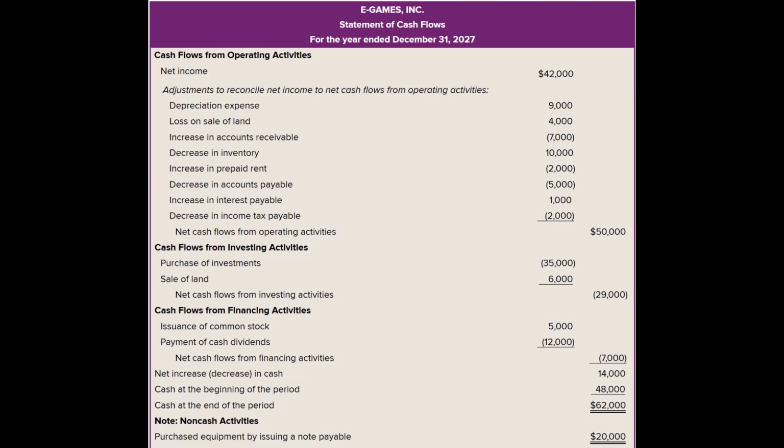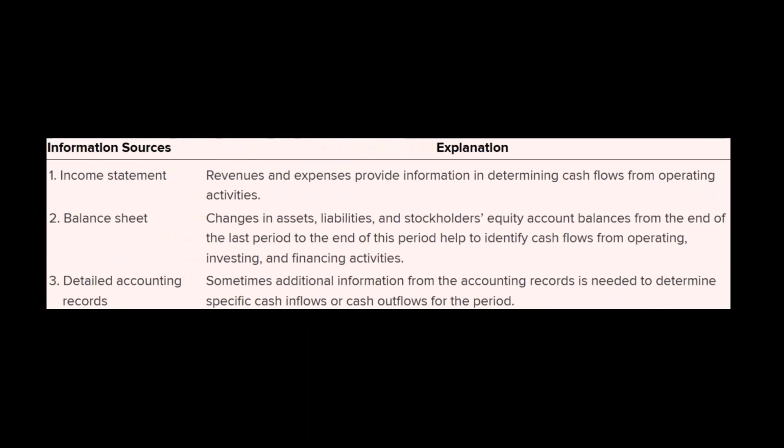Finally, you might be wondering, where does all this information come from? To prepare the statement of cash flows, we rely on three main sources. The income statement for the period, which is the starting point for the operating section. The balance sheet. Specifically, we compare the changes in all the asset, liability, and equity accounts from the beginning of the period to the end. And of course, the detailed accounting records, which give us the specific details we need for each transaction.